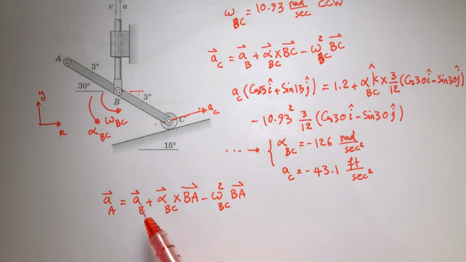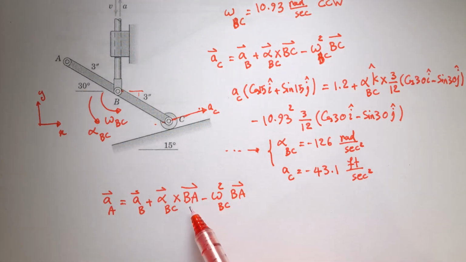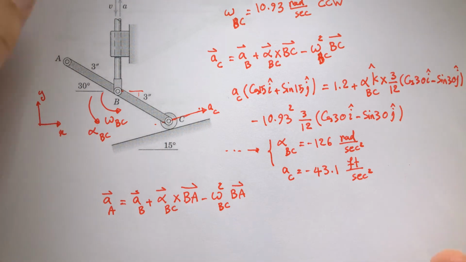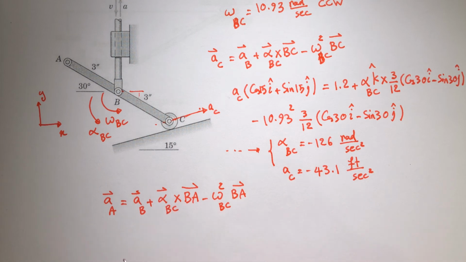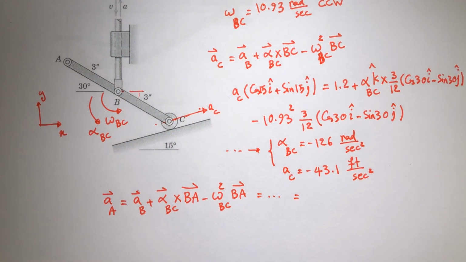Now look at this equation. We know this acceleration. We found alpha in the previous step. BA is this vector. You can simply write that vector down in terms of i and j. And same thing here. Omega BC, we found it in the previous part, right? From actually previous problem. So because we have everything, we just plug them in, then you're going to be able to find acceleration of A. So again, just to save time, I'll let you do that part.